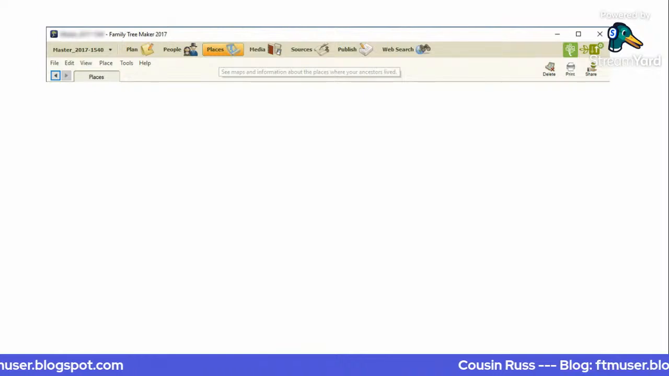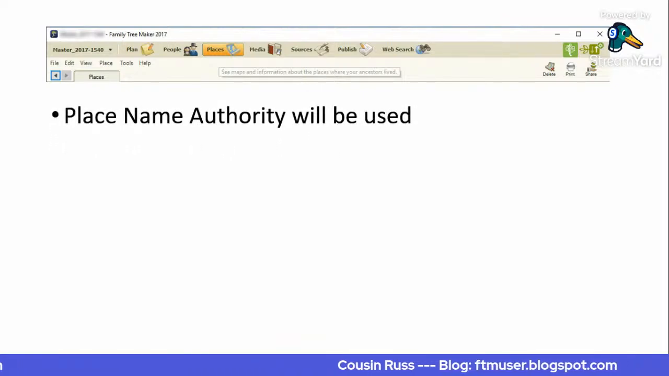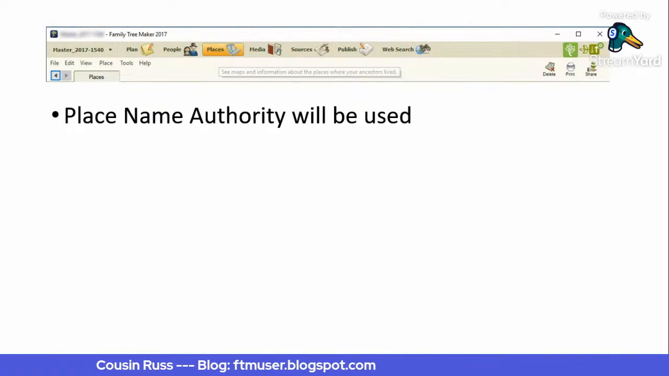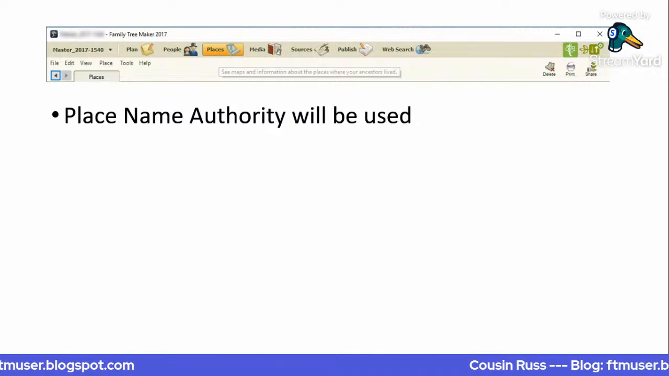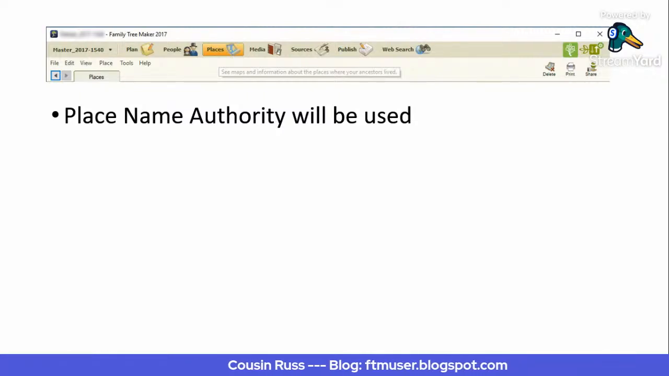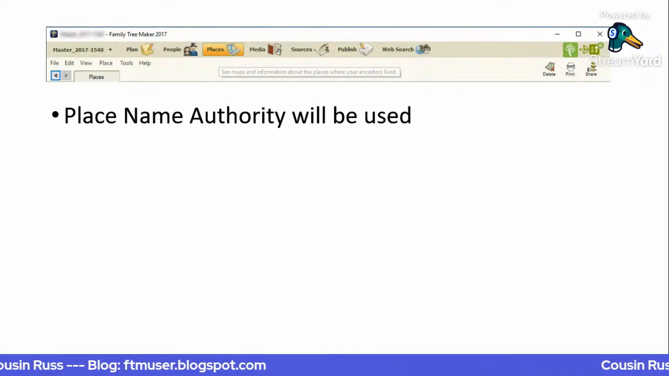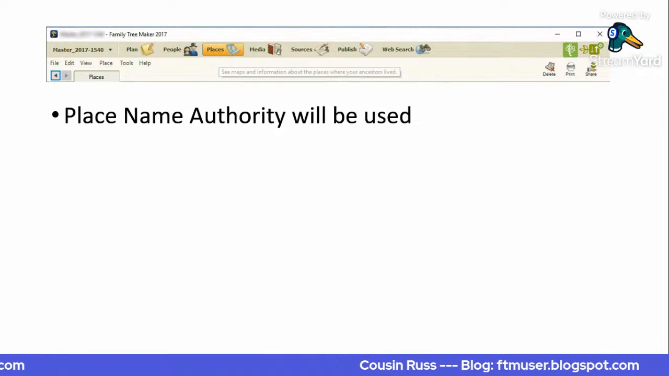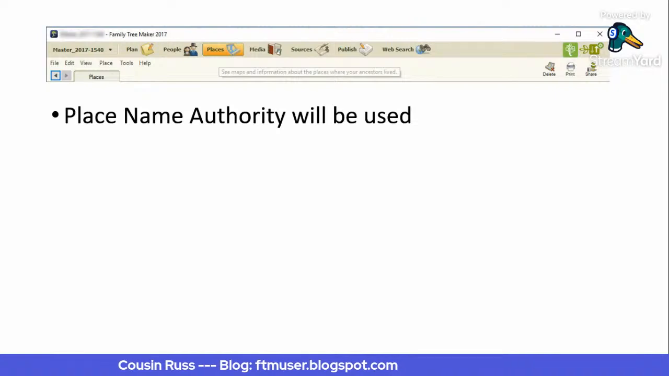So I use the place name authority. That's the title for resolving place names, which are part of the Family Tree Maker program. I'm not going to spend a lot of time going through the place name authority because I have blogged about it in my blog. What I'm going to do today is talk about that I will use the place name authority, but there's some tricks that go along with that.